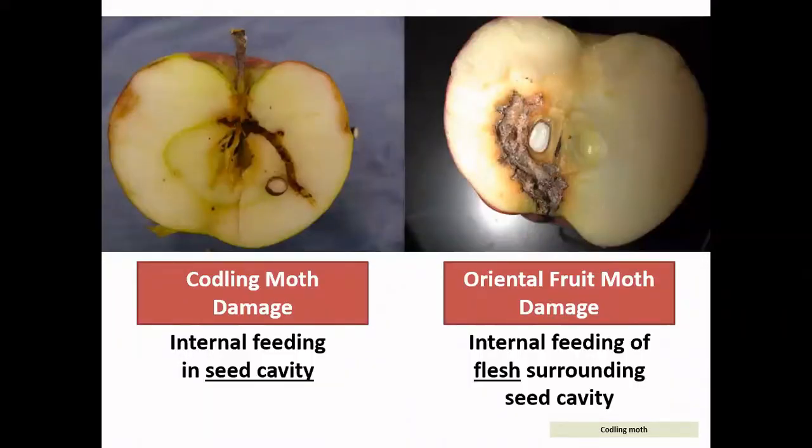And so, as I mentioned, there is a difference in the damage by codling moth and oriental fruit moth. Codling moth is an internal feeder that feeds directly on the seed cavity, whereas oriental fruit moth does not feed on the seed cavity, but rather tunnels around in the flesh around the outside of that cavity.